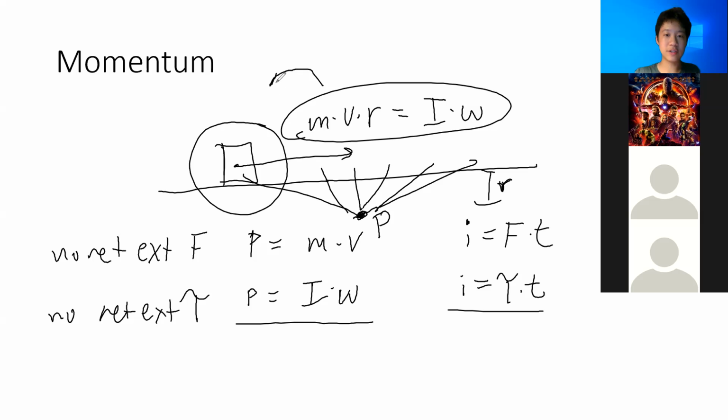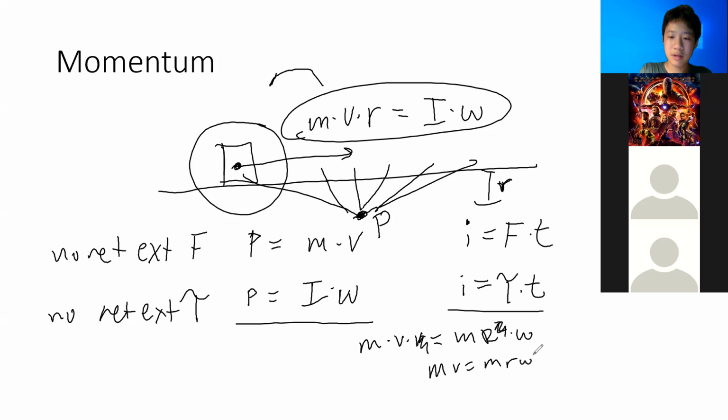If you want to see the proof for this formula, it'll be m times v times r equals, well, we'll take everything as a point mass, right? Because its center of mass is the only thing that really matters when we talk about translational momentum. So it's just going to be m r squared times w, canceling our r's, m v equals m r w. R times w is v, so m v equals m v, and that's the proof for this formula.